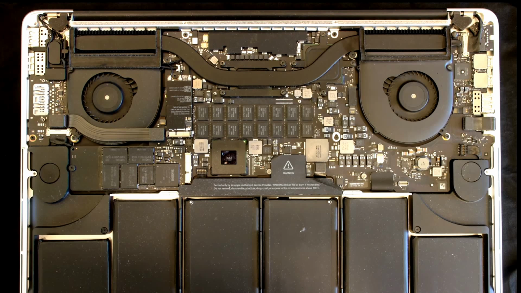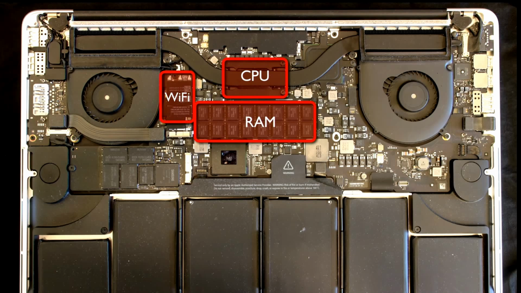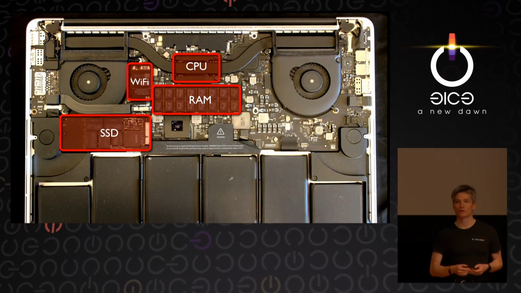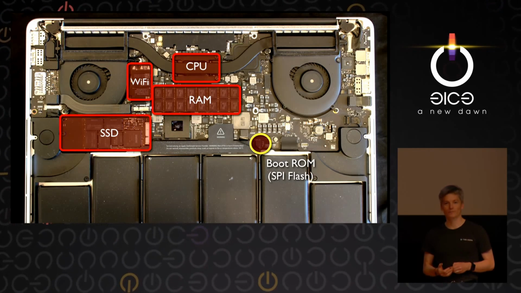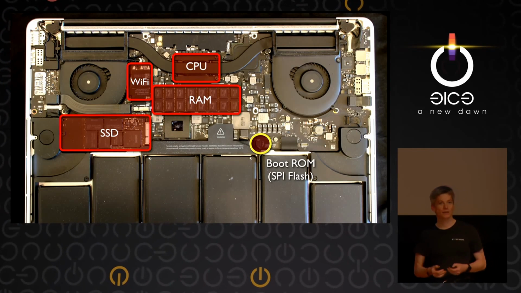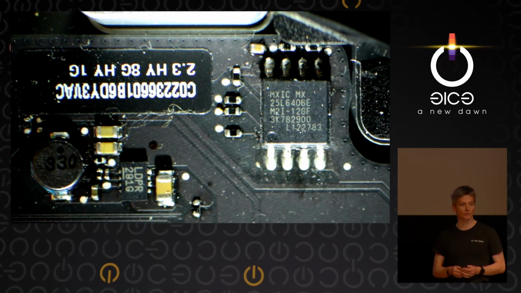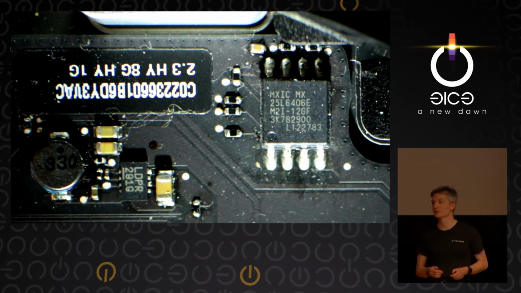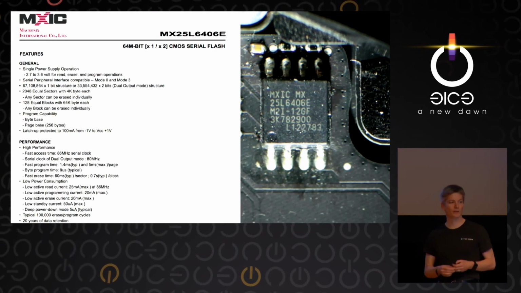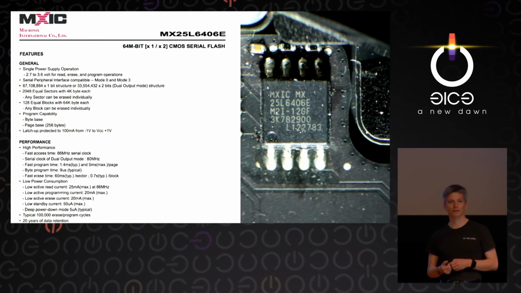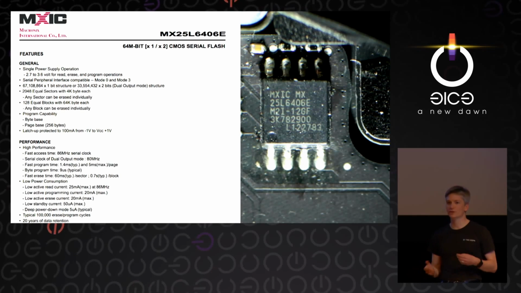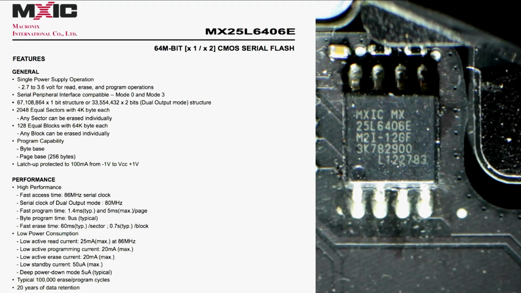Usually what happens with malware is it comes in over the Wi-Fi or the Ethernet, gets a buffer overflow into RAM, gets some code running on the CPU that eventually writes something to the hard drive. What this talks about, though, is the boot ROM, which is this chip over here. If we zoom into it, we can read out the part number, the 25L6406. And we can look up the data sheet. It's a 64 megabit, 8 megabyte serial flash. And we call it a boot ROM, but it's really an EEPROM with flash memory in it.